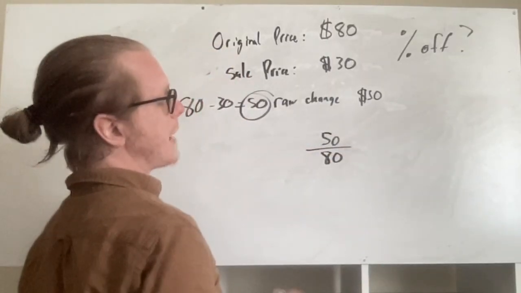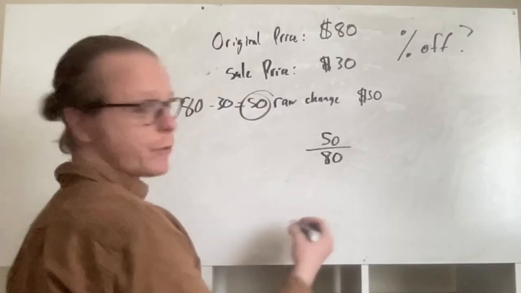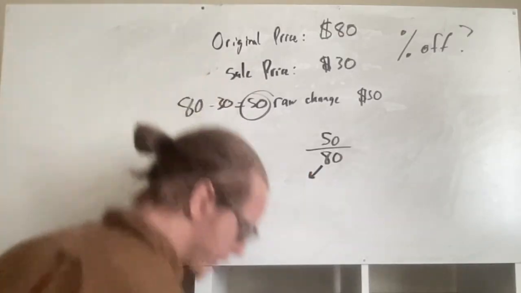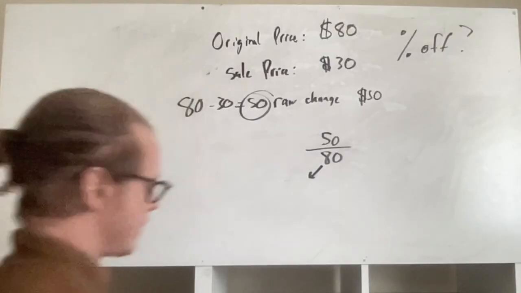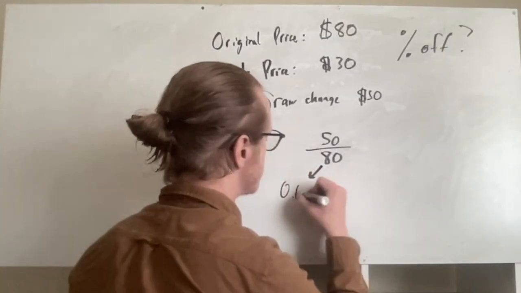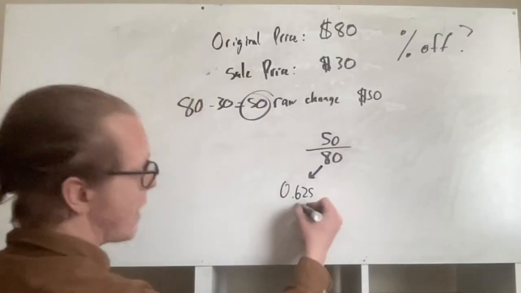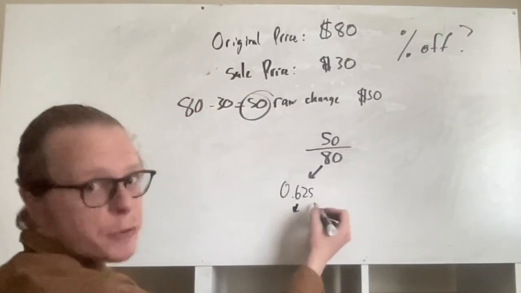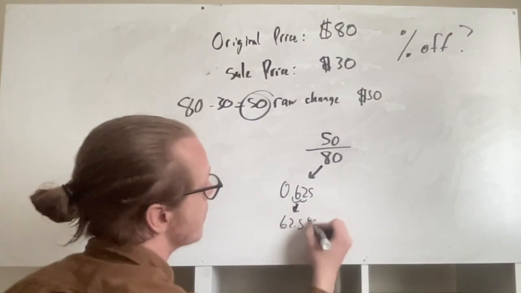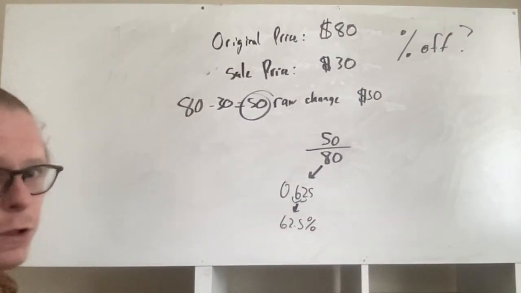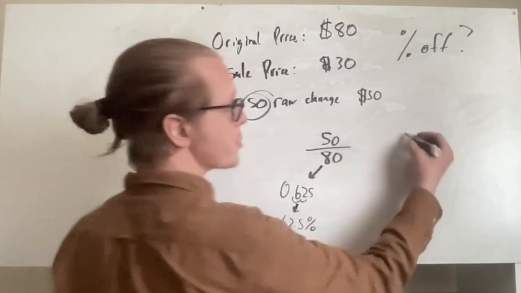Okay? Now, we've talked about 2 different ways we could do this. We could just do the division. We could do 50 divided by 80, and we get 0.625. And then we need to change this into a percent by moving our decimal 2 spots over, 62.5%. Or we can set up a proportion.